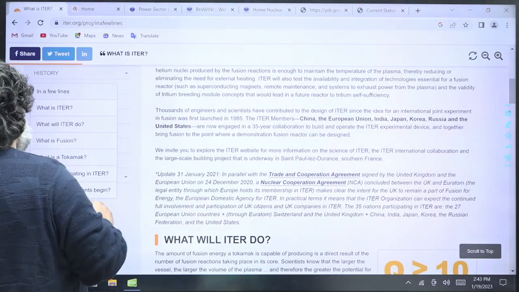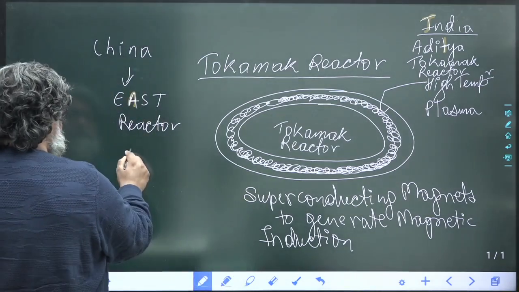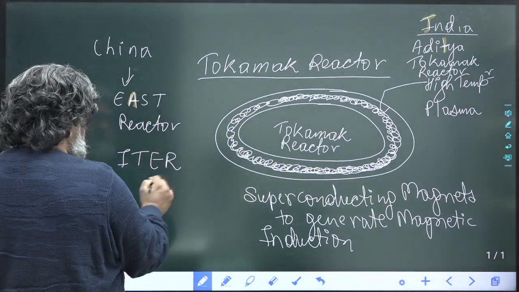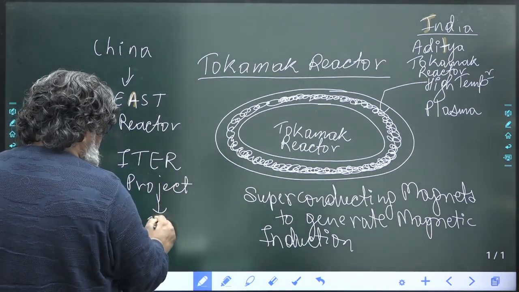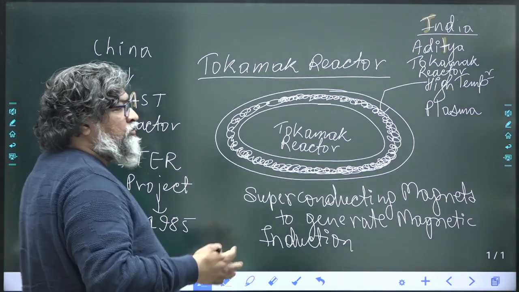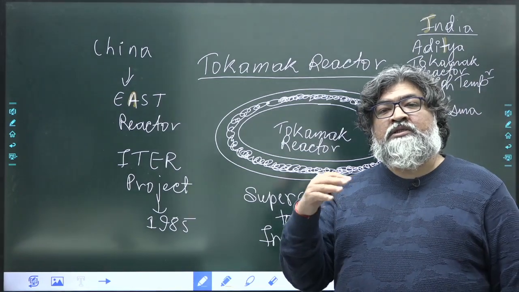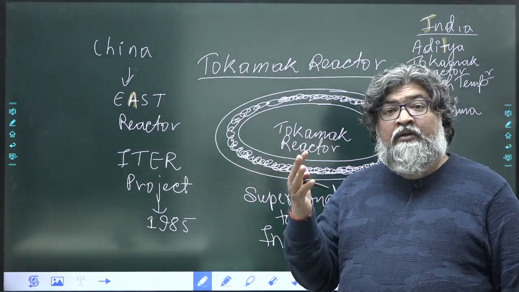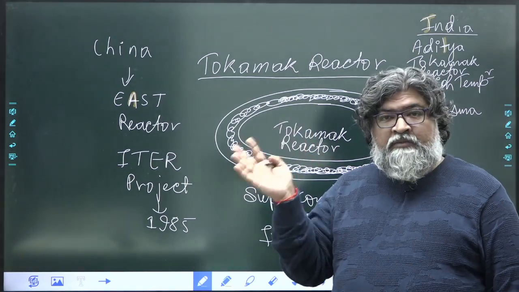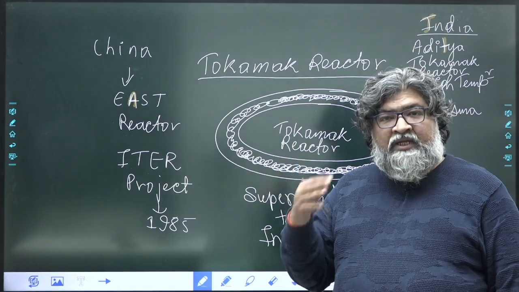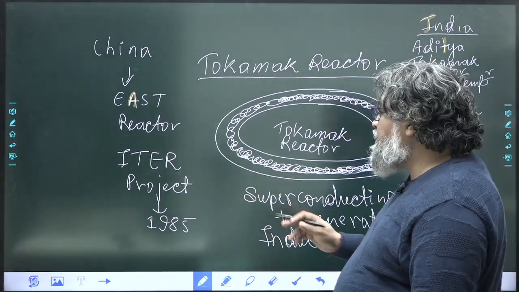If we take this case, the ITER project in 1985, that is in France, it was started there. Sometimes you have to know the important facts. We don't know in what way UPSC can ask a question, right? And by 2035 it will be operational at a commercial level. But trials and runs will be done earlier. In 2021, the first kind of trial will be done there.